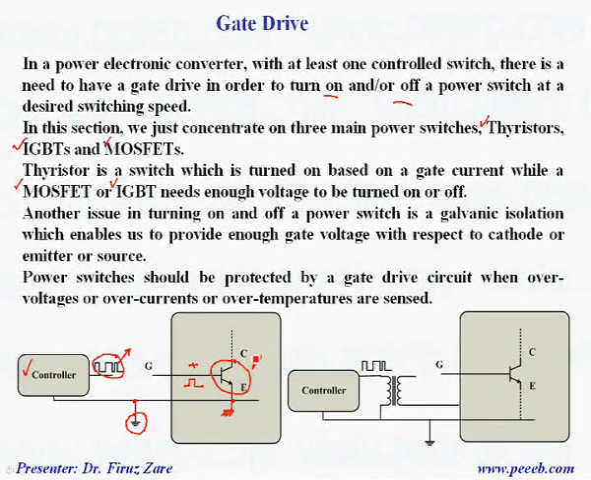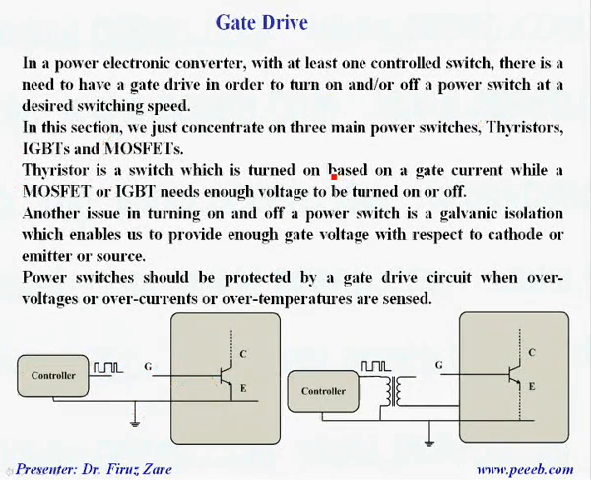But in some applications we may need a higher voltage level. For example, if the voltage we get from the controller is 5 volts and we need, for example, 15 volts, then in this case we need a gate drive in order to increase the voltage level from 5 to 15. That means keeping the same voltage waveform but increasing the voltage level.